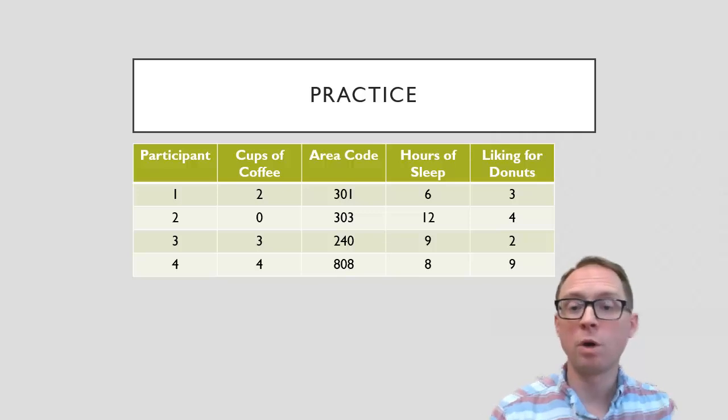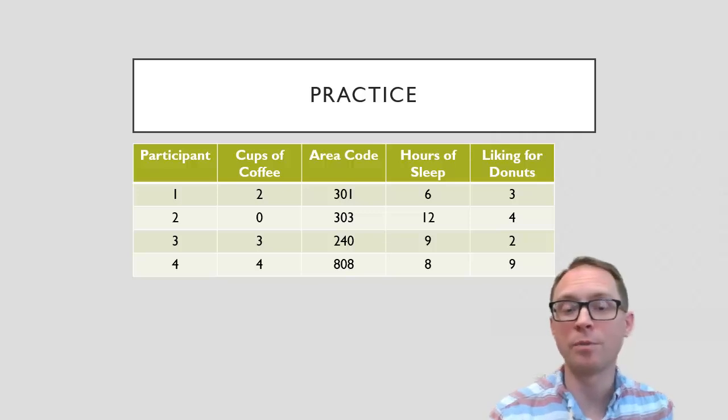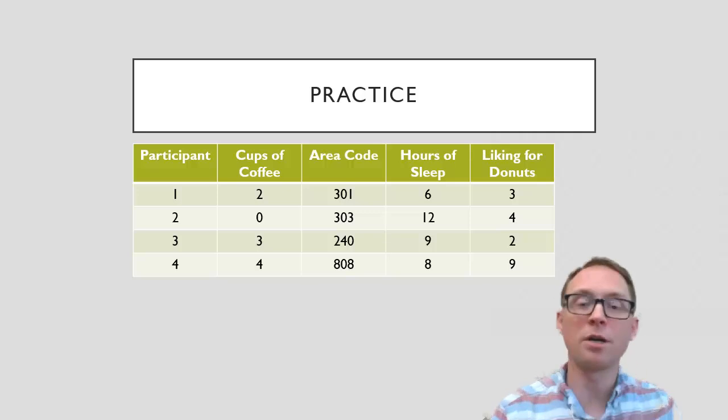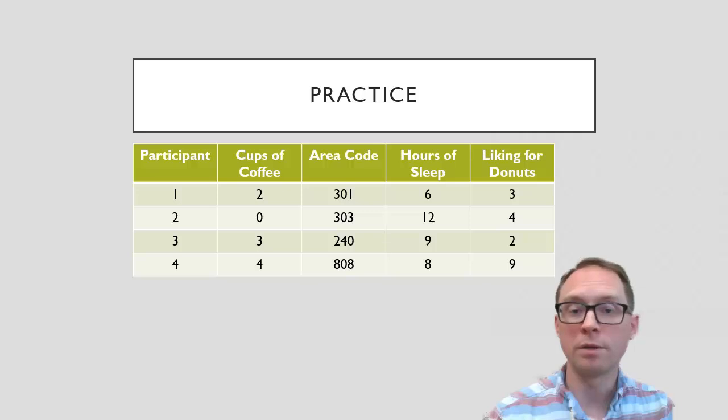So person 1 likes donuts at a 3. Person 3 likes donuts at a 2. Person 1 likes donuts more than person 3. But we don't know that person 1 likes donuts exactly the same interval more than person 3 in the same way that person 2 likes donuts more than person 1. We're not sure that the distance between their likings are exactly the same. We're not sure of those intervals. That is ordinal data.